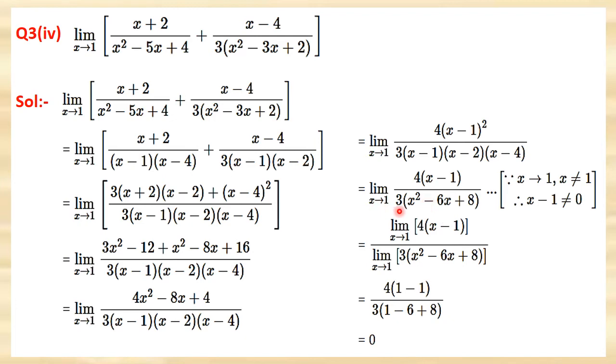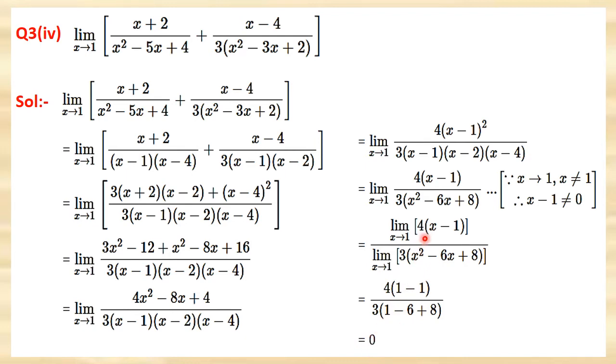So if you put x tends to 1 in this step also, you will get it is not equal to 0, because x minus 1 is already cancelled. Now only x minus 2 into x minus 4 into 3 remains in the denominator. So 1 minus 2 into 1 minus 4 is not equal to 0. So we can directly substitute the limit value x equal to 1 and get the value of the given limit.